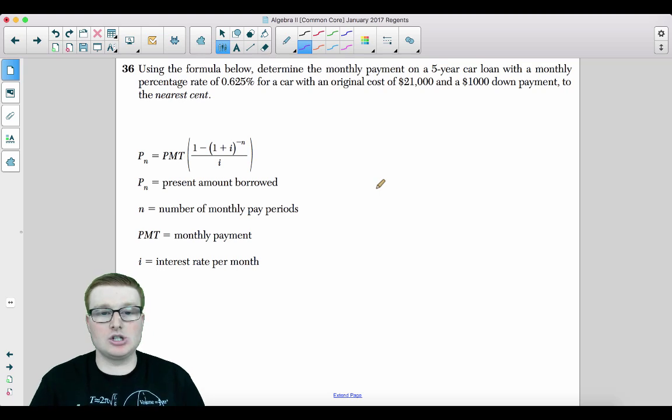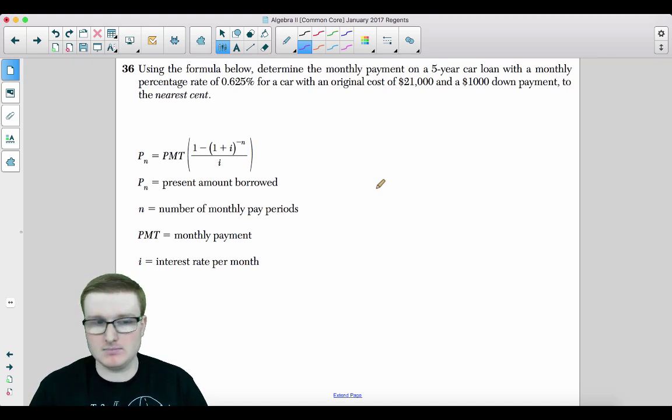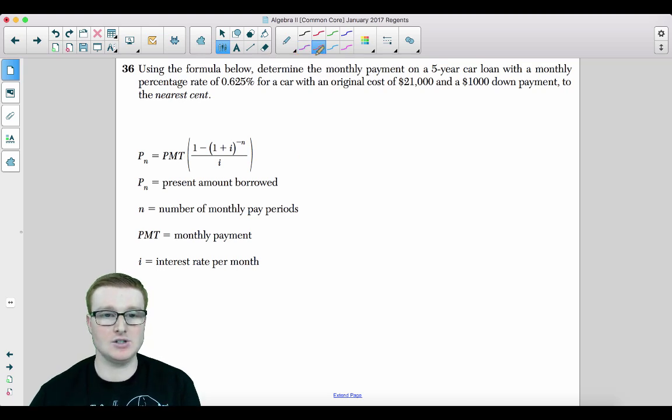All right, moving on to the last part 3, then we're moving on to part 4. Using the formula below, determine the monthly payment of a 5-year car loan with a monthly percentage rate of 0.625% for a car with an original cost of $21,000 and a $1,000 down payment, to the nearest cent. Okay, let's talk about this for a second.